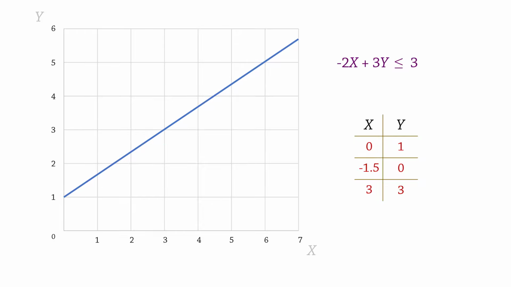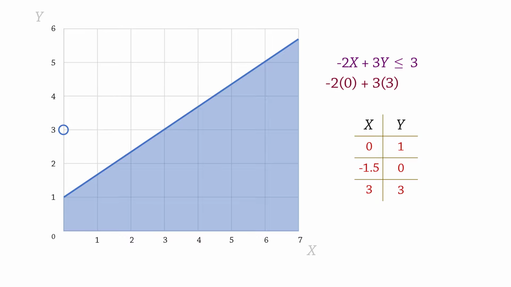To determine the region satisfying the constraint, I will pick a point on either side of the line to be sure. The origin 0, 0 is always an easy one to use. When both x and y are 0, the left side of the inequality is 0, which is less than 3. So the inequality is satisfied in that direction. Note that if I pick a point on the other side, for example 0, 3, I obtain 9 on the left, which is not less or equal to 3.